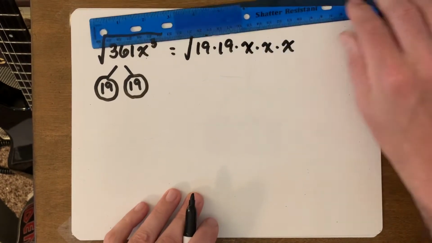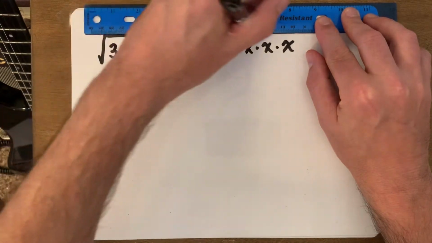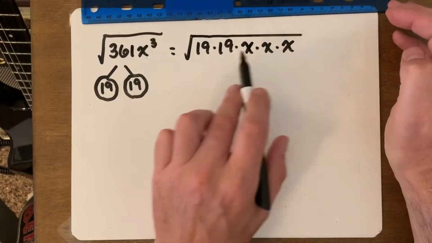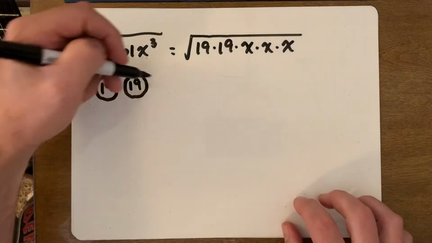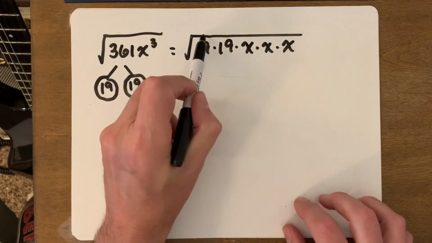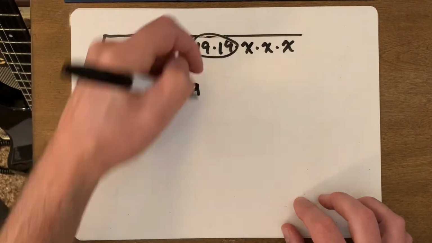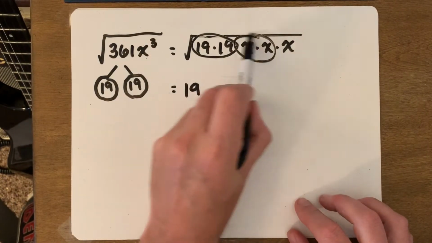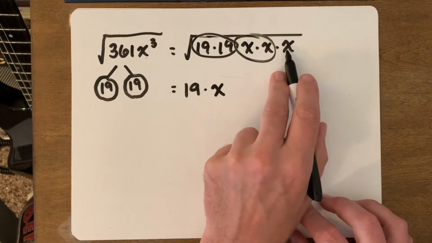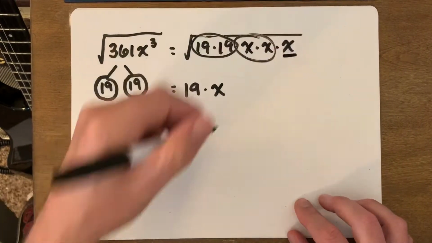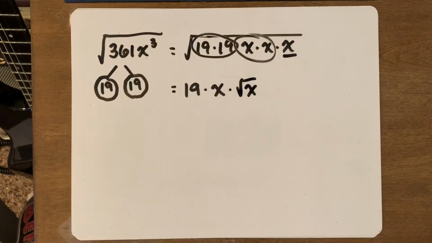Again, I don't want to be sloppy, so I'm going to go ahead and use my straight edge to do this part. Sometimes this gets quite lengthy, and that's okay. Okay, let's look for pairs now. So equals. I do see immediately a pair of 19s. So that 19 is coming out. I see a pair of x's. That x is coming out as a single one here. But that x is all by itself and it does not have a pair. So it's going to stay under the square root.